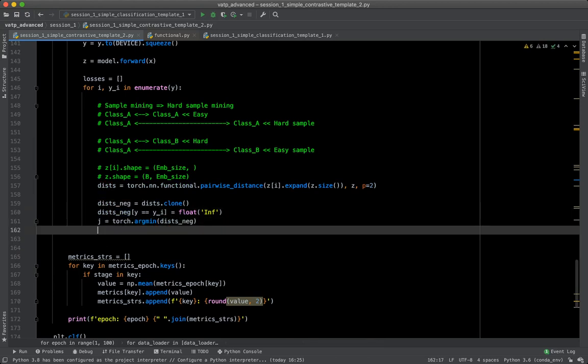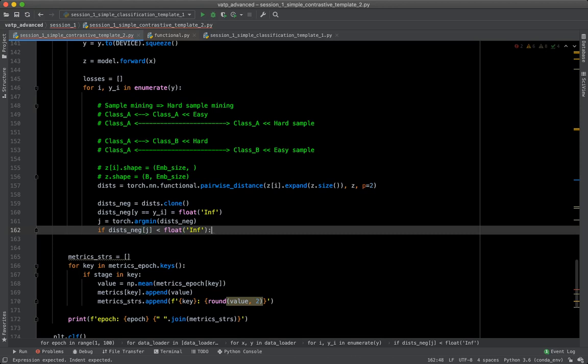Also, I want to double check that I do not accidentally include a case where all of the samples from the batch are from the same class. Hopefully that would never happen, but theoretically something that bad could happen. That's why I should check it. So float is infinity like that.